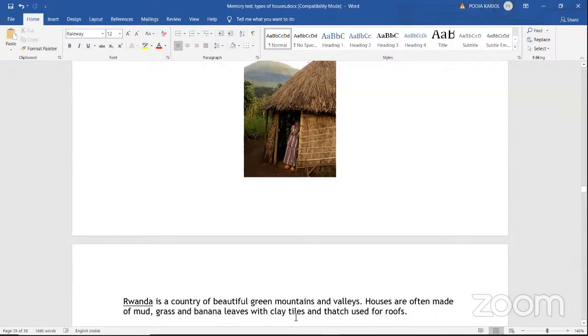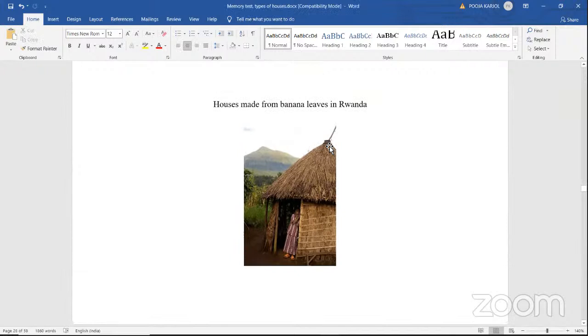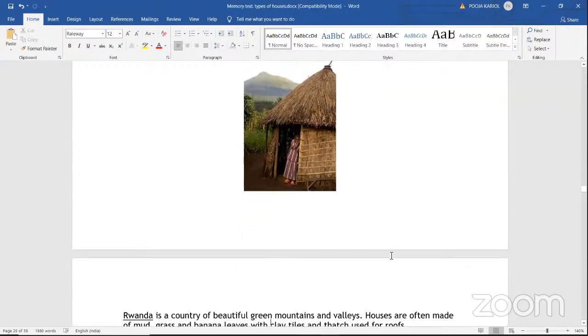So there is a little variety here. Clay tiles are also used. Banana leaves, native there. Grass and mud, that is the usual. Looks like this. Banana leaves.